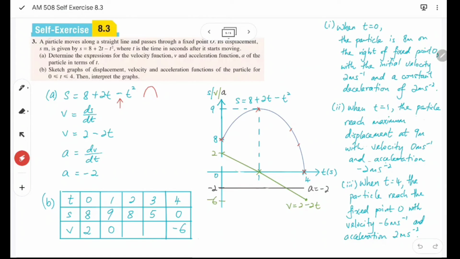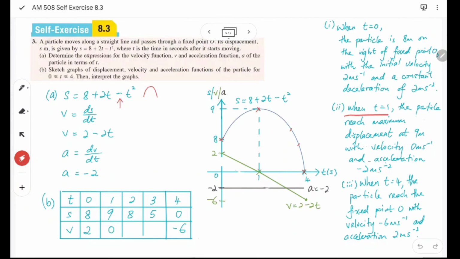Now, interpret the graph. So when t equals 0, we have S equals 8, V equals 2, and A equals negative 2. Therefore, we know that the particle is 8 meters to the right of the fixed point O, because this is positive 8, with an initial velocity of 2 meters per second and a constant deceleration of negative 2 meters per second squared. Then, when t equals 1, we have our maximum displacement, and our velocity equals 0, and A is still negative 2.